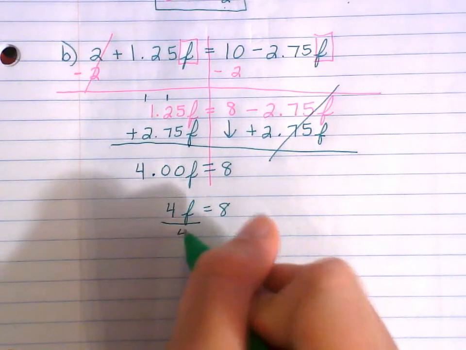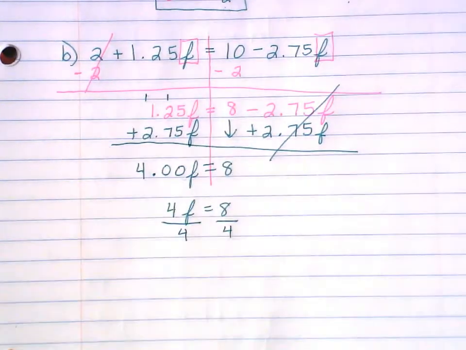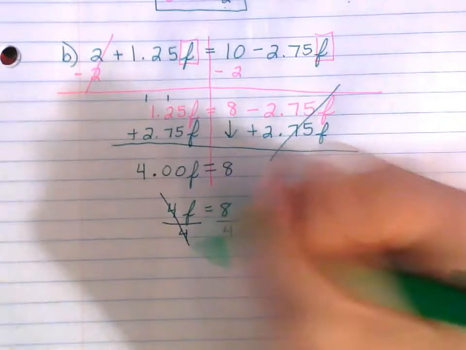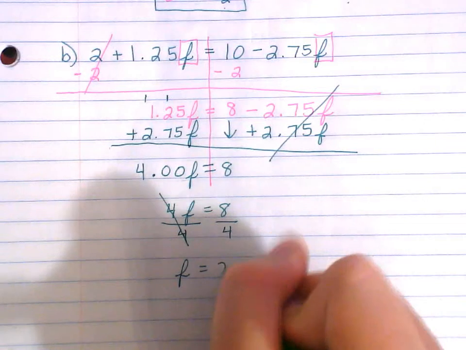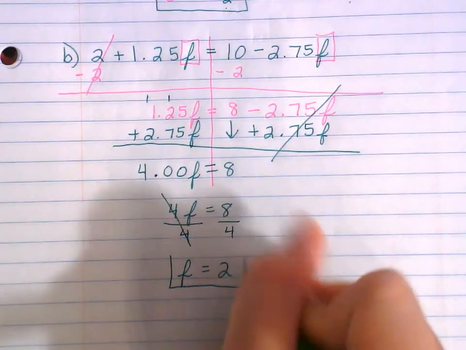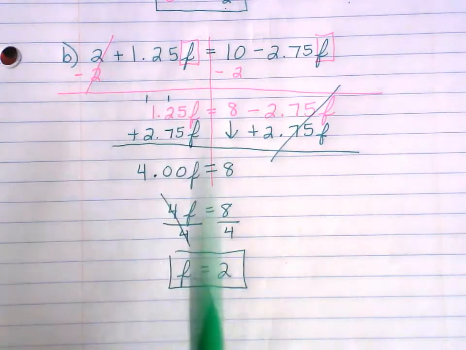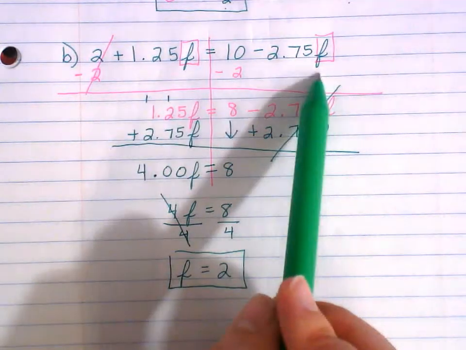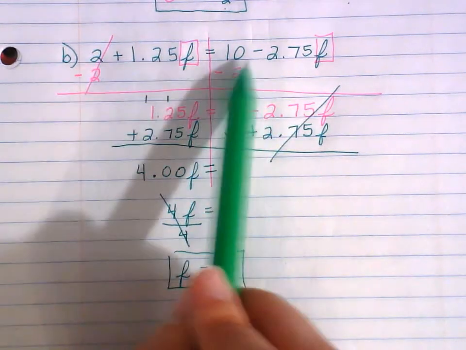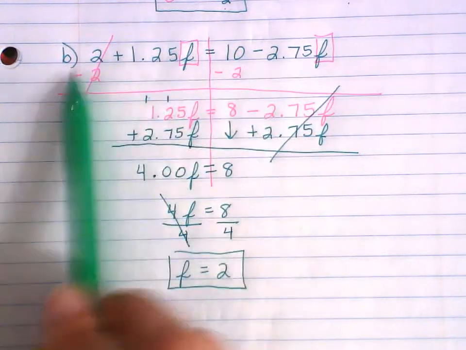So divide, because it's being multiplied, by 4. 4 divided by 4 is 1. We're lazy, we just write the f. 8 divided by 4 is 2. And you always can check it. Plug it in. If you plug in or substitute 2 into both f's and solve this, they should equal each other. Both sides should equal each other.